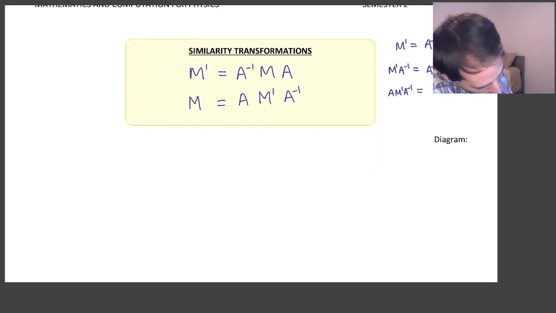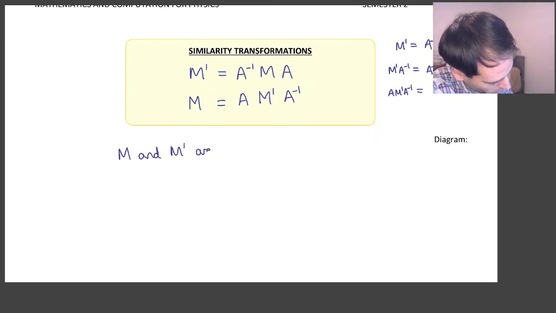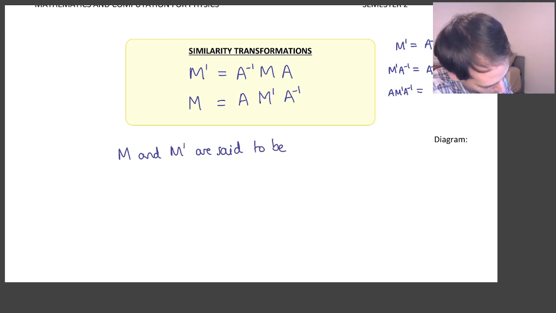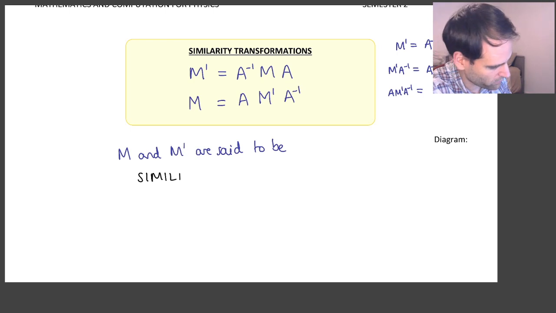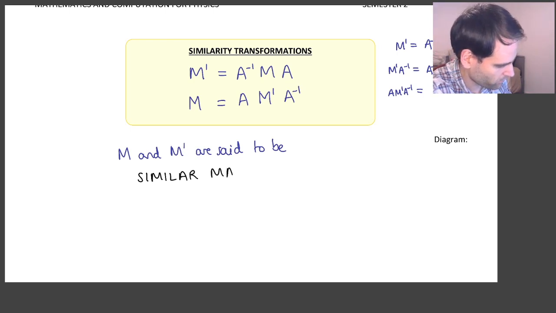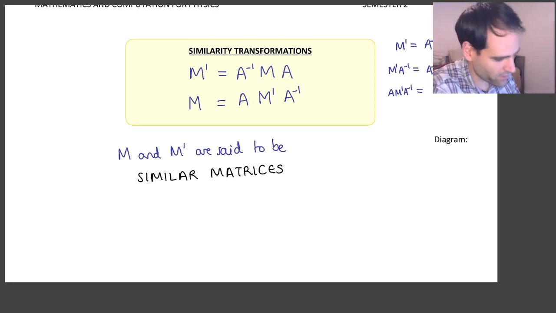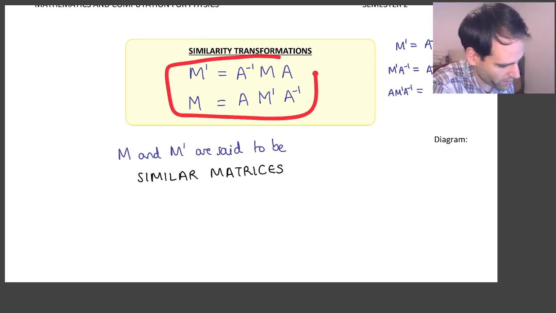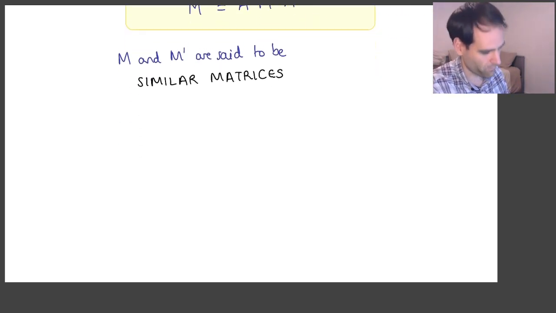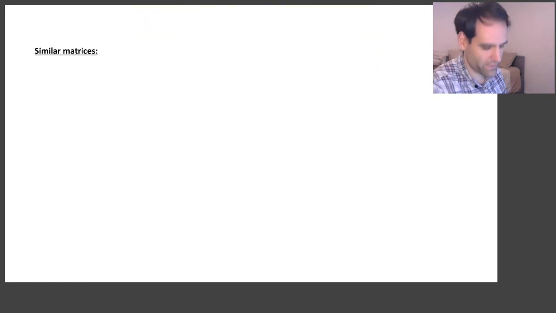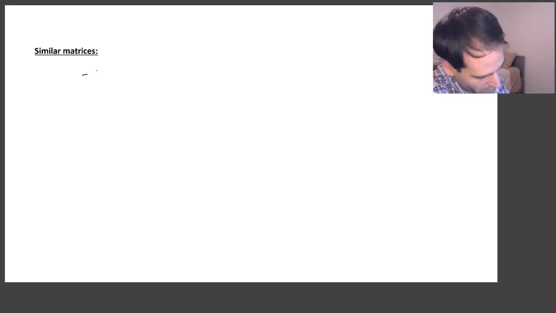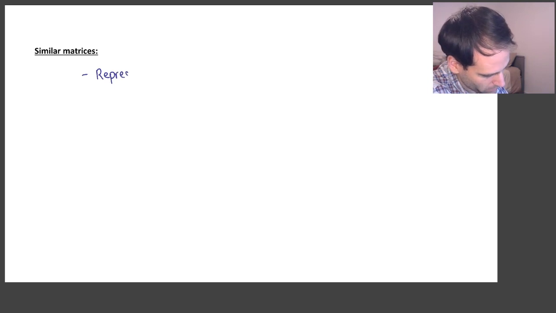And when this happens, matrices M and M prime are said to be similar matrices. It's a funny name, but they are technically called similar matrices. So whenever two matrices are related in this way, they are called similar matrices. And similar matrices, let's write some important things about similar matrices. They represent the same transformation.